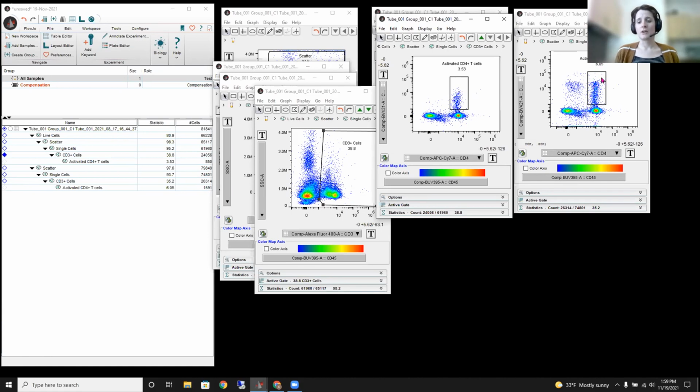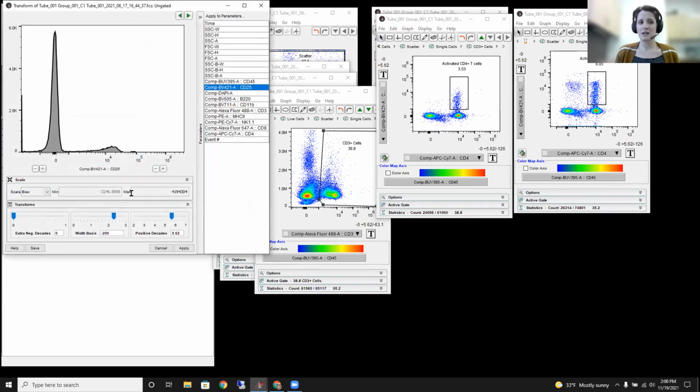The other thing that's very important to keep in mind when we're looking at this is that you also see this CD25 positive, CD4 negative population. This population completely disappears once we include the viability dye. The other thing that's important to note is that it cleans our data up quite a bit.